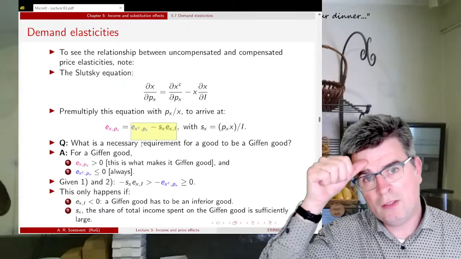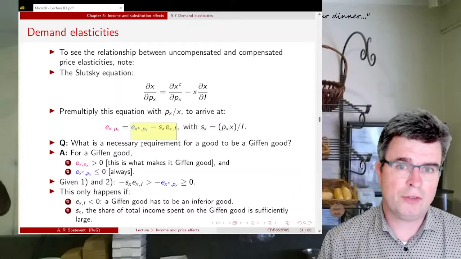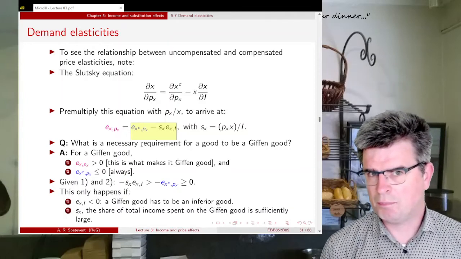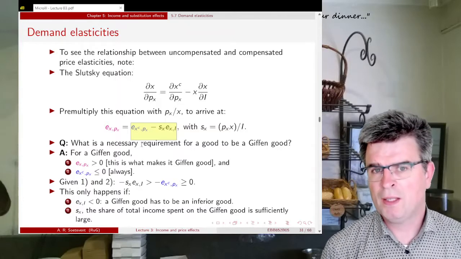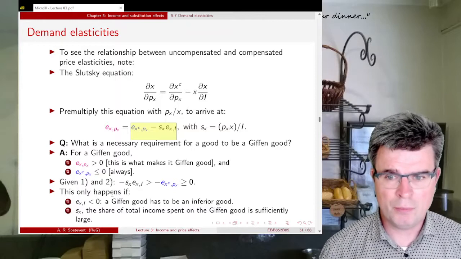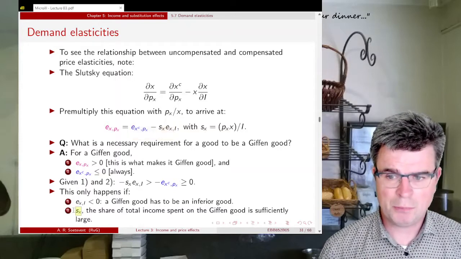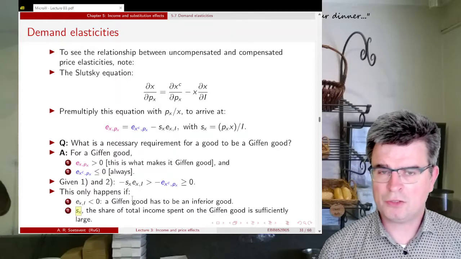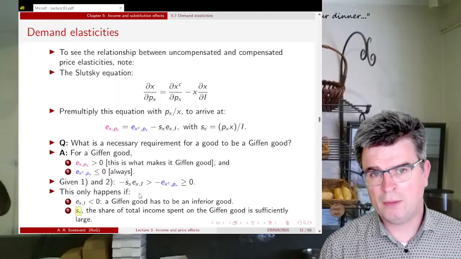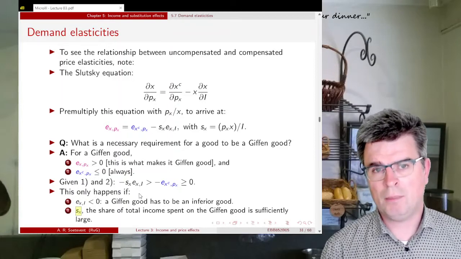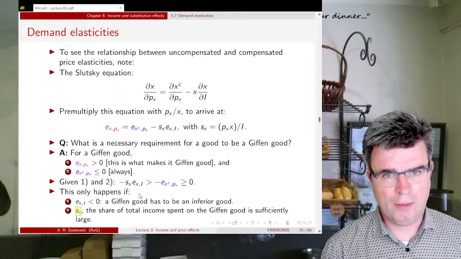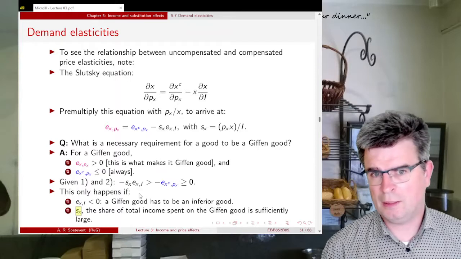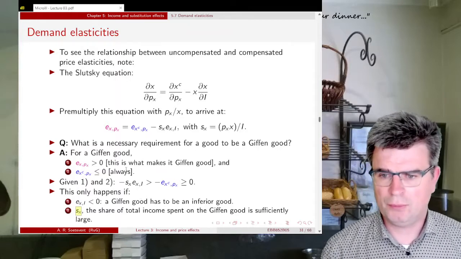So practically, it means that items on which you spend only a small fraction of your income can never be a Giffen good. So suppose you have coffee, you don't spend a lot of your income on coffee, so it's not likely that coffee will be a Giffen good because your income share on coffee is simply too small. So goods that may classify as Giffen goods are goods on which you spend a high share of your income. So energy, food, so basic foods like potatoes, they might be a Giffen good.